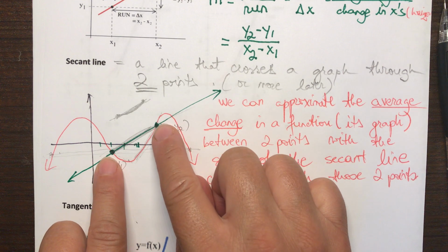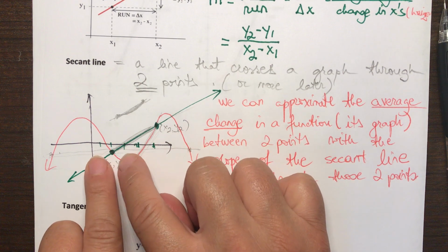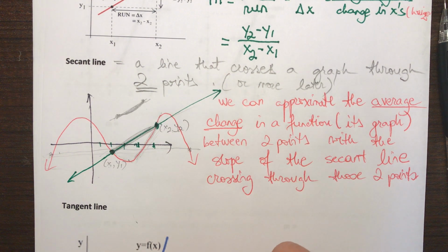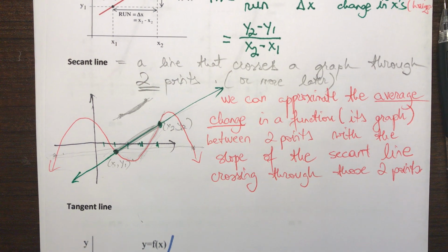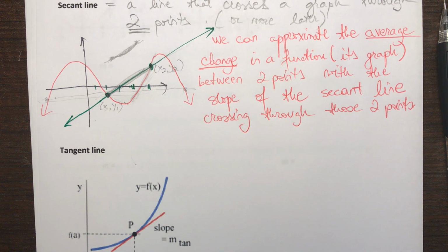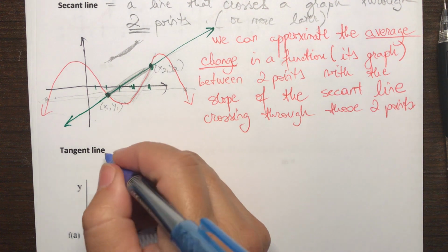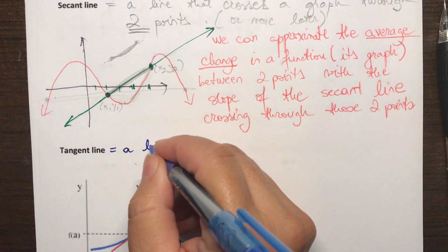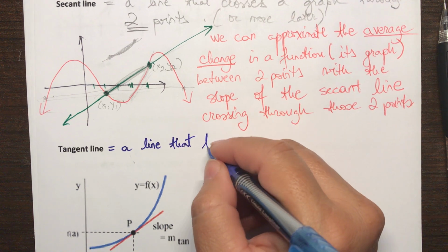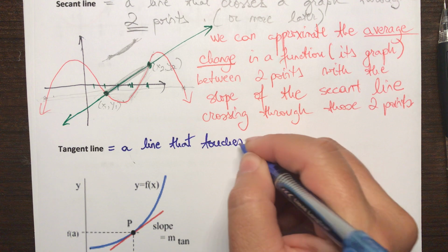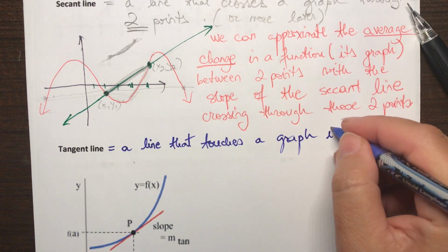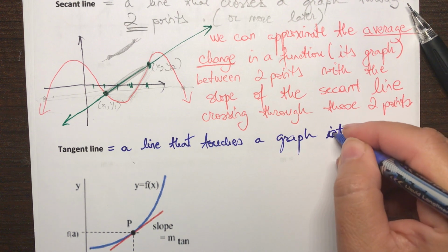Now, you want a better approximation? Well, take it slowly, right? Go from here to here, from here to here. So pretty much look at the big picture, yes. That's what a tangent line is about. Now, first of all, again, what is a tangent line? A tangent line is a line that just touches a graph in one point, at one point, I should say.